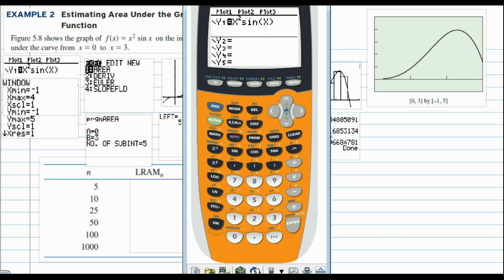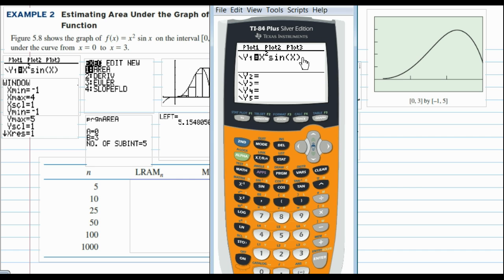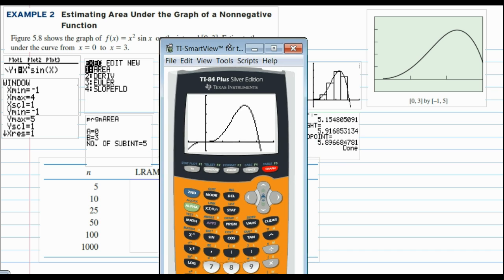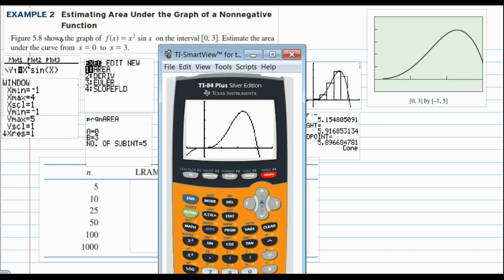Now, to do the area program, first thing, you have to put in your equation and set up a good window. So I have in y1 x squared sine of x, and in my window I did -1, 4, 1, -1, 5. I made sure I was in radian mode, and then in my graph you can see a pretty good visualization of this curve. Now the directions want us to show the graph of f of x equals x squared sine of x on the interval 0 to 3. Estimate the area from 0 to 3. So I can see the area from 0 to 3 quite easily in this window.